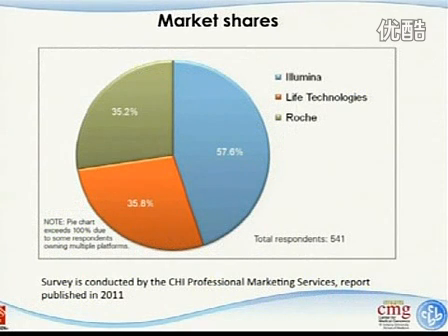For the market share, this survey was conducted by the CHI Professional Marketing Service, and was published not long ago. We can see that 57% of the labs have Illumina. These numbers don't add up to 100% because some survey respondents have multiple machines, right? But you can see that Illumina is still holding the biggest market share. And I guess the market speaks for itself.